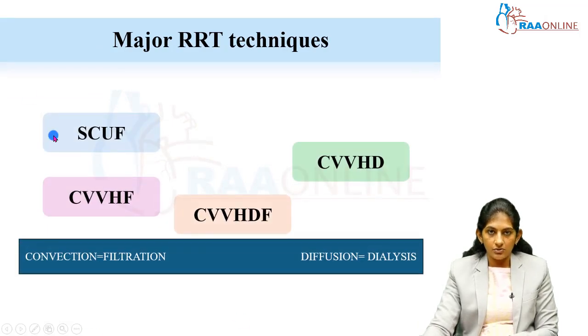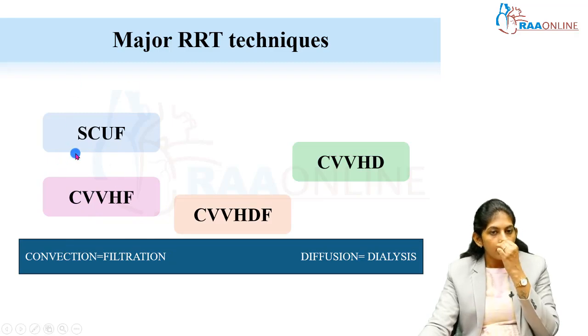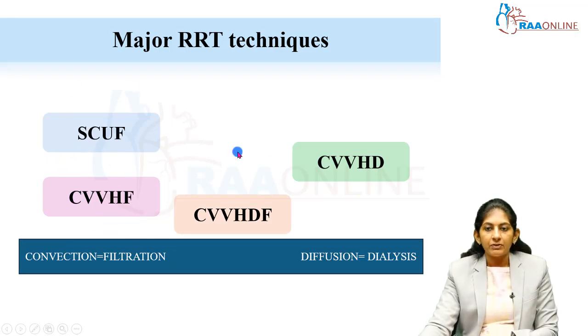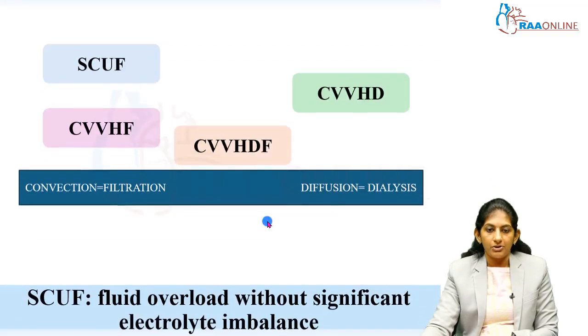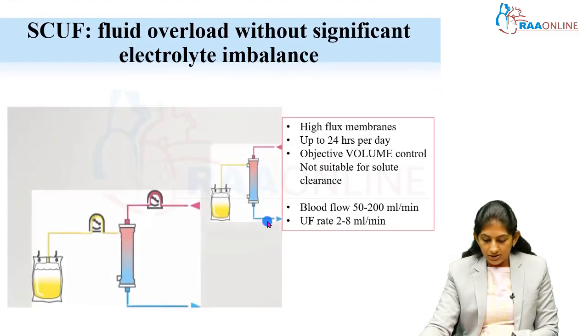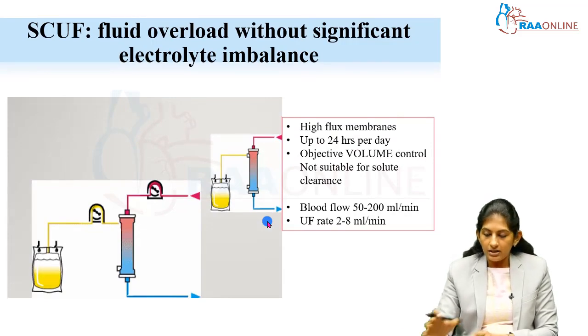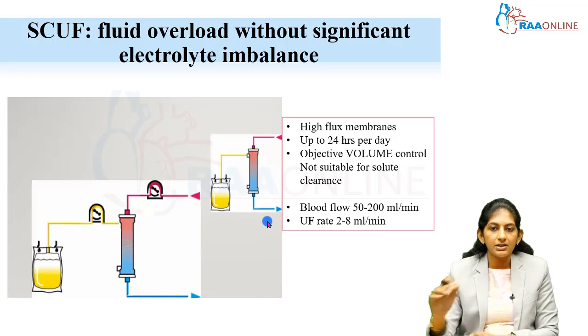Before that, just what I mentioned already. Only when you need filtration, that is for fluid overload state, you go for SCUF, that is slow continuous ultrafiltration, or veno-venous hemofiltration. When you only want solutes, then you go for hemodialysis. When you want both solutes and fluid to be removed, then you go for continuous veno-venous hemodiafiltration. Right? I hope you got the point. Now we will talk about SCUF and then move on to the other continuous renal replacement therapies.